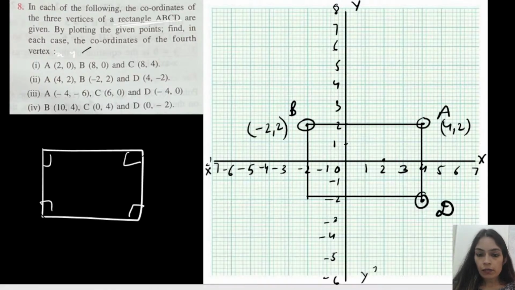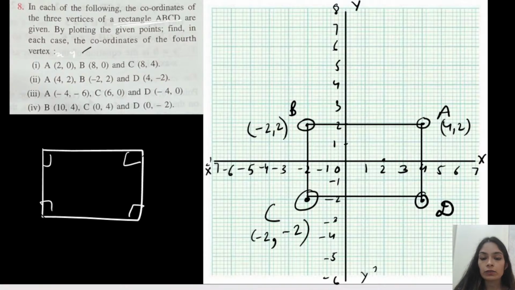Okay, so what is the value here? C coordinates values. Yes, it is. See, just opposite to that point, you see on x-axis minus 2 is there, and on y-axis again minus 2 is there. So coordinates of C are minus 2 comma minus 2.